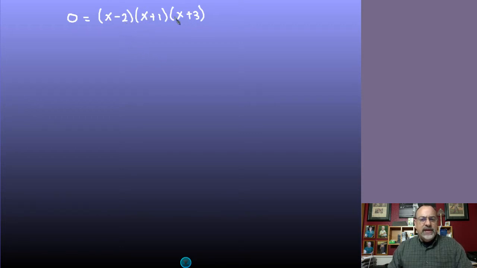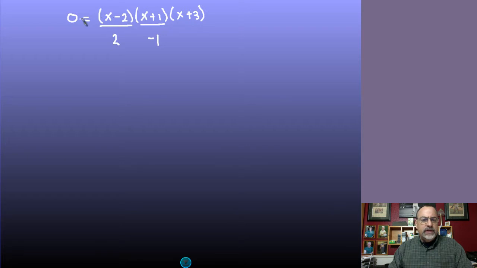And so anything that makes any one of these three factors 0 is going to be what we call a zero of the function. So if we look at x minus 2, what number would we put in for x in order to make this add up to 0? We would put in a positive 2. Basically, it's the opposite of what you see here. Also, we will look at this factor. What would make this one 0? Well, if we put in a negative 1 for x, that would make this one 0.